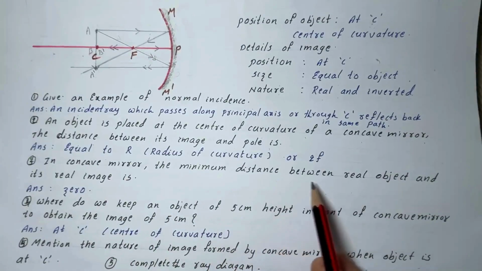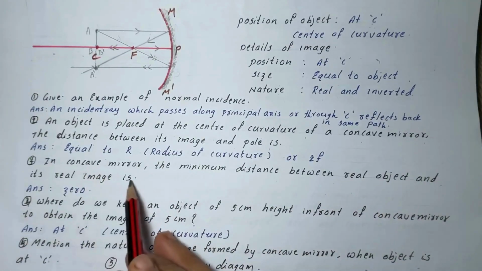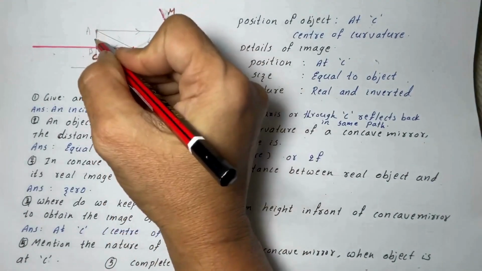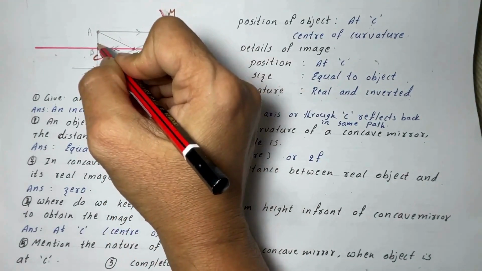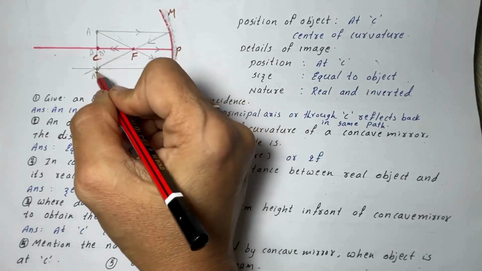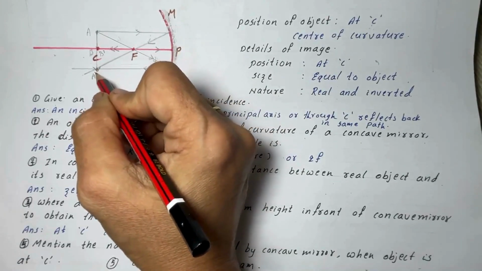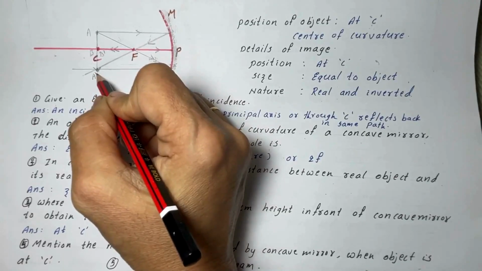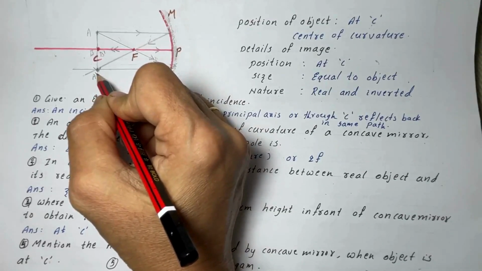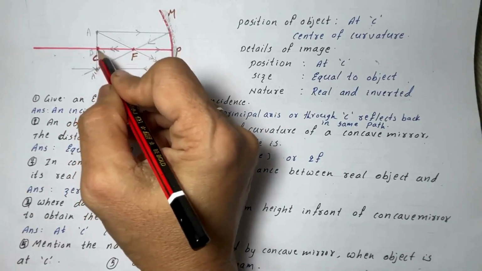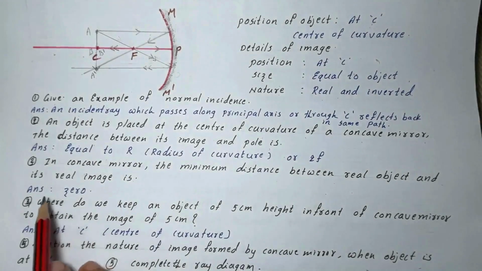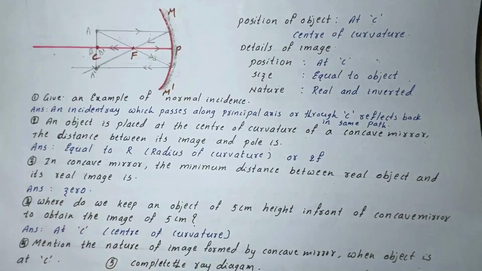Next question. In a concave mirror, the minimum distance between a real object and its real image. This is one real object AB, and this is one real image formed by the actual intersection of the rays. So the distance between these two is 0. So our answer is 0.